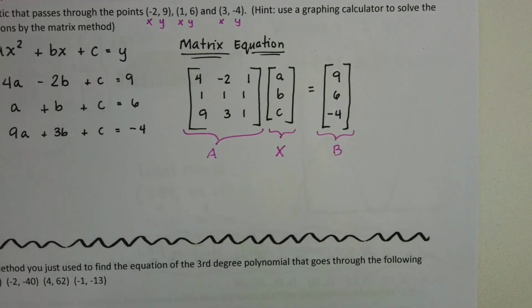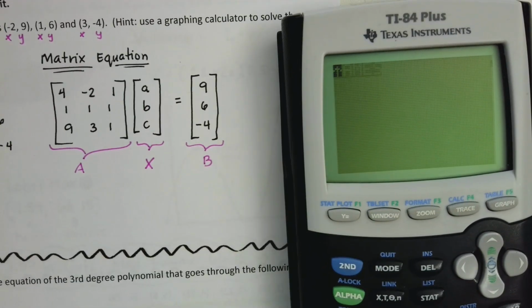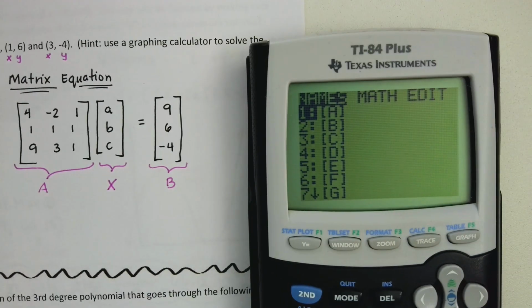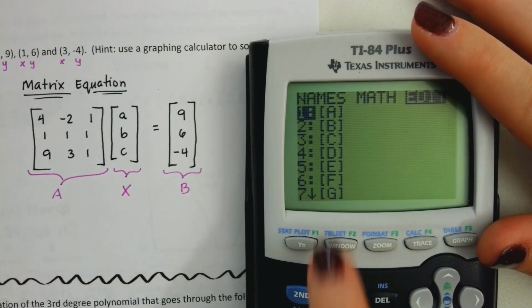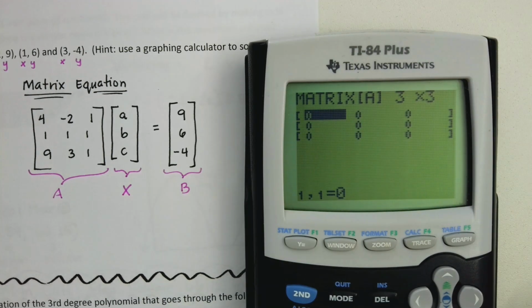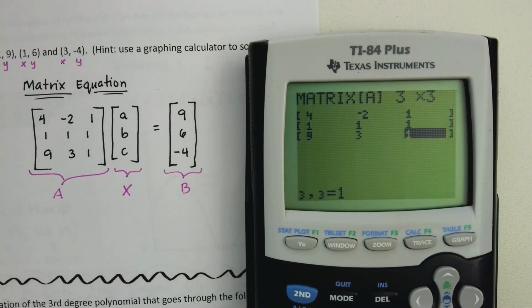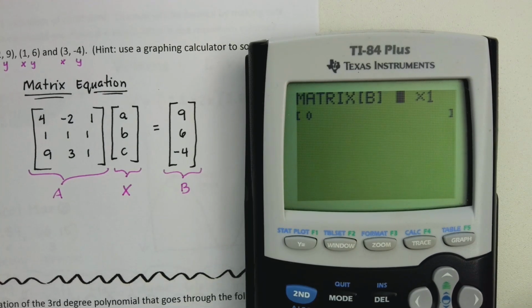So we're going to press second, and then X to the -1, which pulls up your matrix menu. Where do we go next? Edit, arrow right to edit. I'll select matrix A. What size is matrix A? 3 by 3. Make sure you type them accurately. Don't miss any negatives. We'll exit out of there. We'll do that process again. What size is B? 3 by 1.